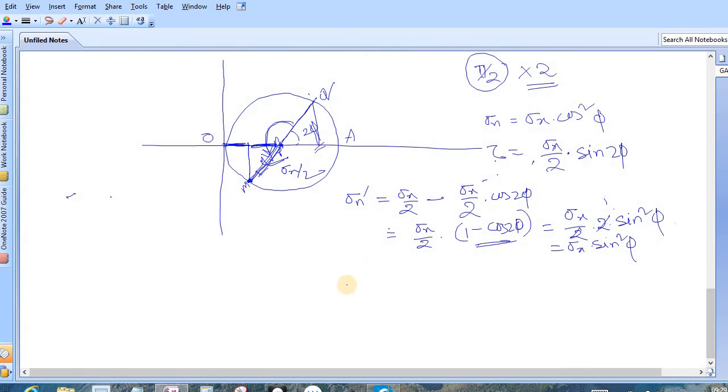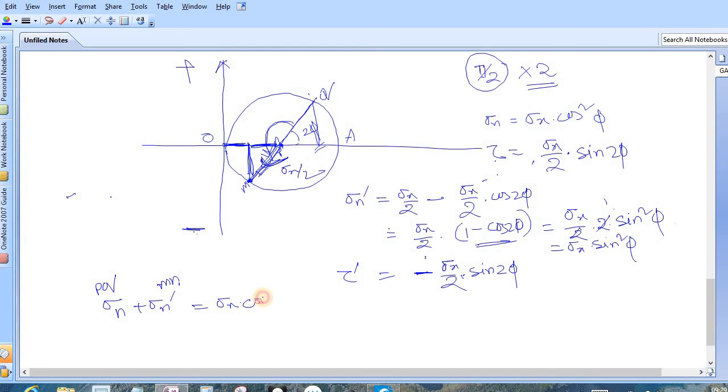What about the shear stress? Tau dashed is equal to this value, and we have already denoted this is the positive, this is the negative. So tau dashed is minus, the value is the sine component of this one, or sigma x by 2 multiplied with sine 2 phi. Clear? So what is the relation between them? Let's check. If we add sigma n plus sigma n dashed, normal stress on PQ and normal stress on MN, it comes as sigma x cos square phi plus sigma x sine square phi. Sine square plus cos square is equal to 1, so it is coming as sigma x.